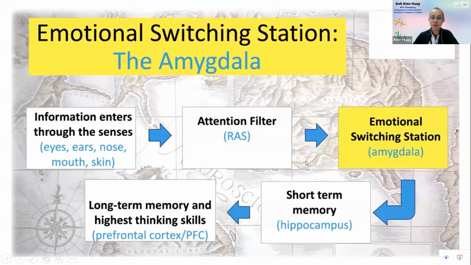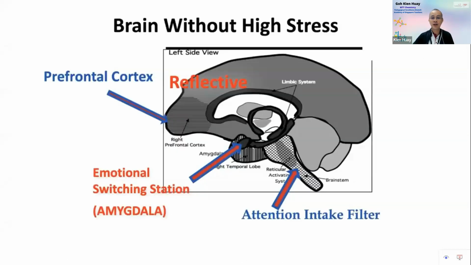After the information gets filtered through, it will reach the next part of the brain called the amygdala, or in short, the amygdala. This is also known as an emotional switching station. When information gets passed through this, it will go into the part of the brain for learning, which is the memory. This is where the amygdala is. It's a very, very small part of the brain, but it is a very important part of the brain.